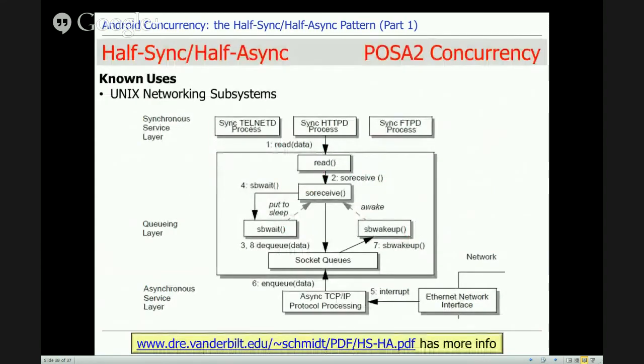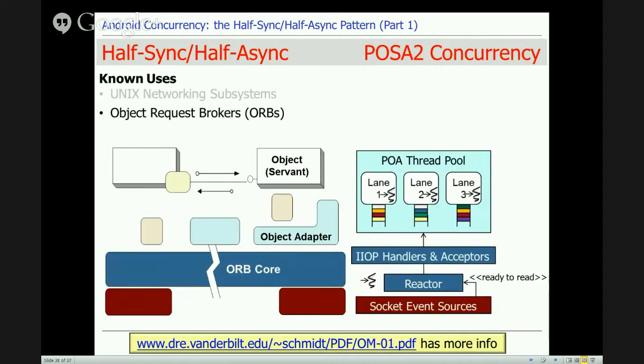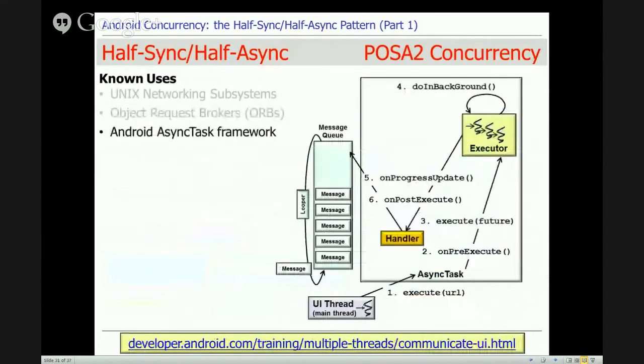Let's talk about some known uses. The Unix networking subsystem uses the half-sync, half-async pattern to separate out the kernel level processing from the application level processing. The example that's used in the half-sync, half-async pattern write-up explains this in great detail. Object request brokers often use this pattern as well. If you take a look at this paper, it talks about some object request broker implementations that we implemented years ago that use this pattern successfully.